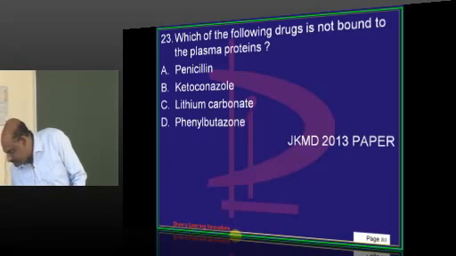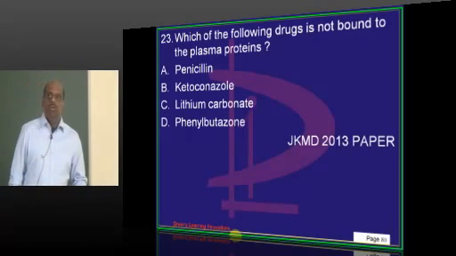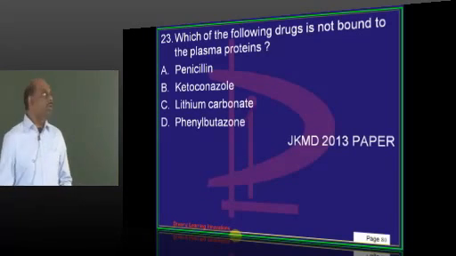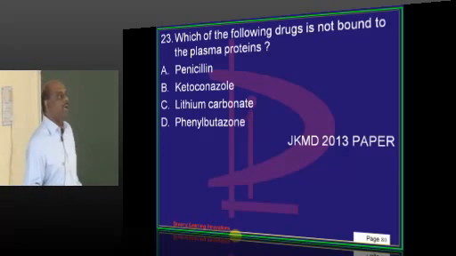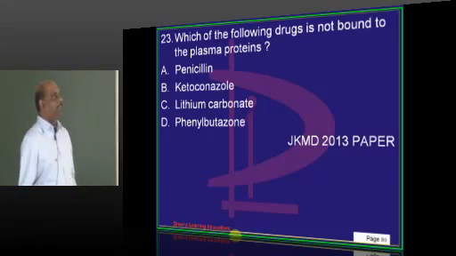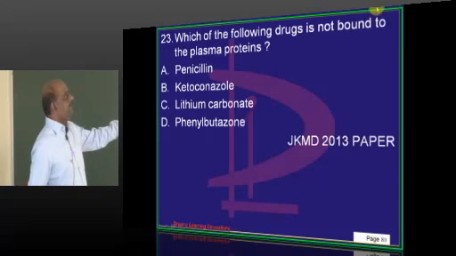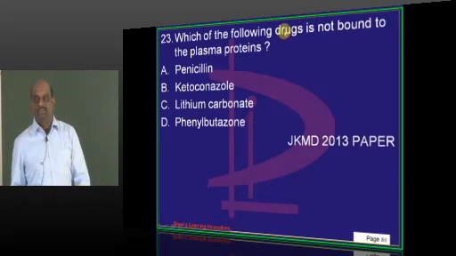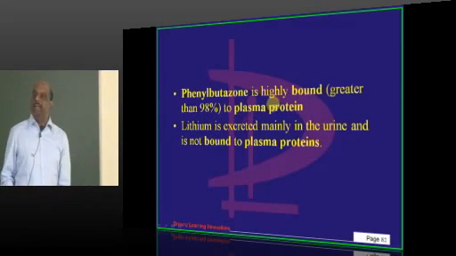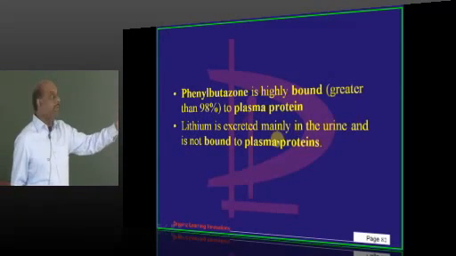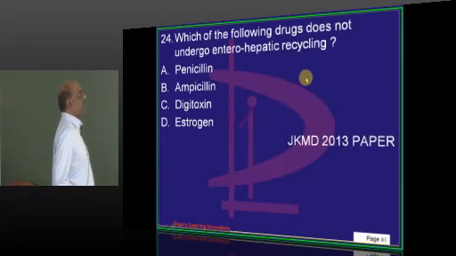Now doctor, let's talk about the next question, which is not bound to plasma proteins. Beautiful question. What is the Murphy's law which I told you? If you don't know the answer, and lithium is there in the options, that becomes the answer. Take it as my thumb rule. So phenylbutazone is highly bound, but lithium is excreted mainly in the urine and is not bound to plasma proteins, is what needs to be remembered.